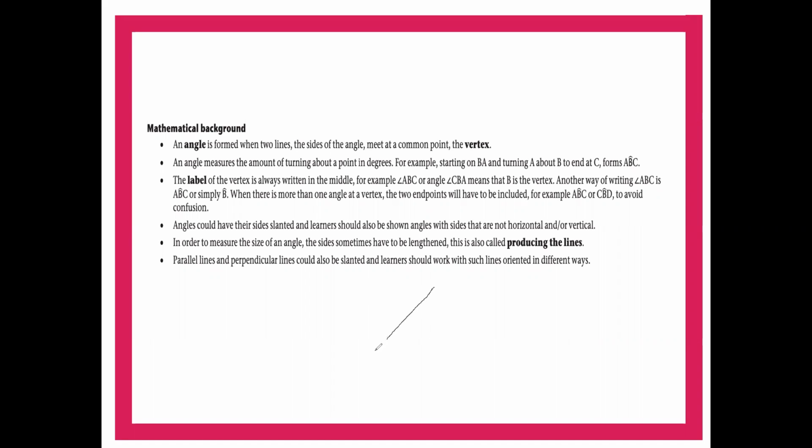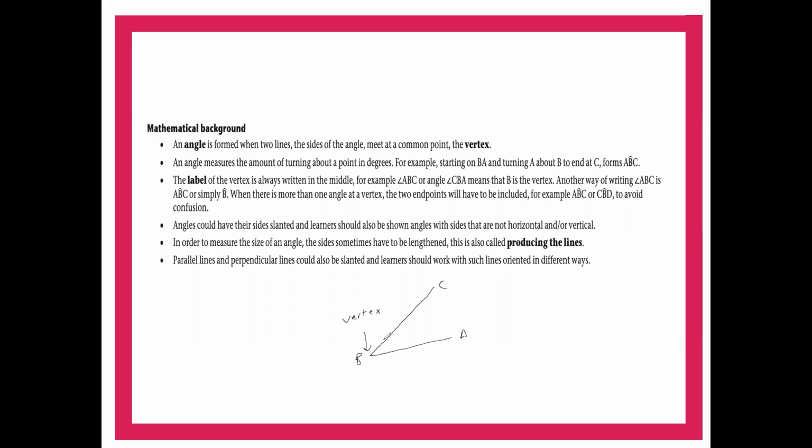If we draw something like this where we label it A, B, and C. An angle is formed when the two lines AB and BC come together and meet at a common point. So B, which is called your vertex. So that point over there is called your vertex.